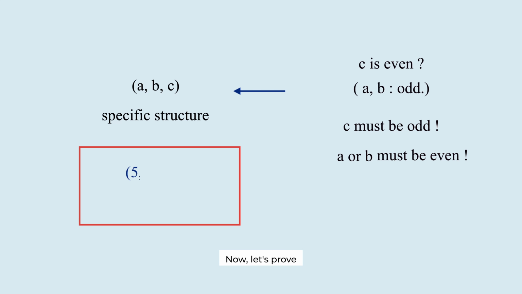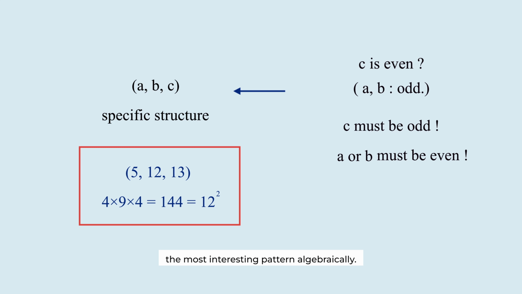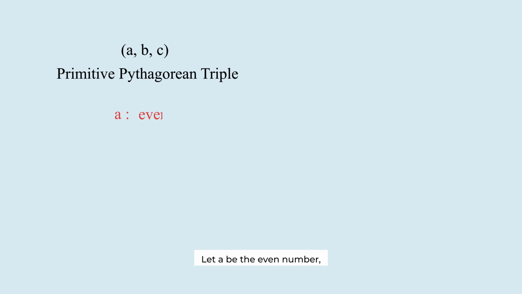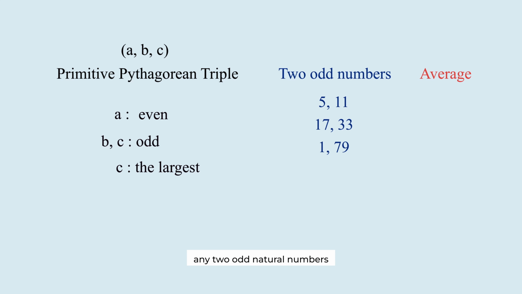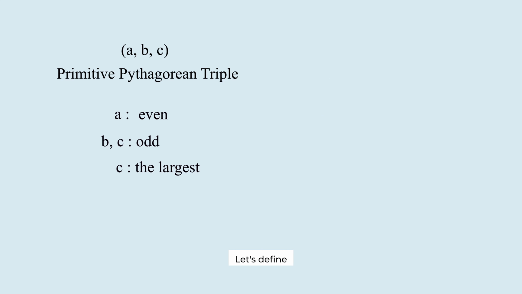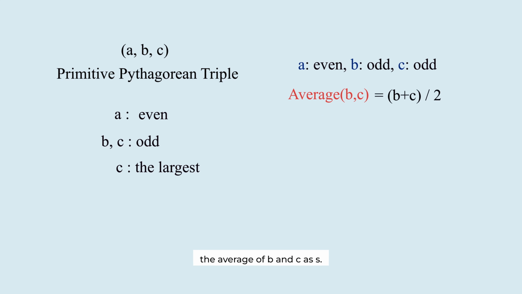Now, let's prove the most interesting pattern algebraically. Let A be the even number and B and C be odd. C is the largest. The average of any two odd natural numbers is always a natural number. Let's define the average of B and C as S. Then we can write B equals S minus T, C equals S plus T. T is the difference between S and B or S and C.